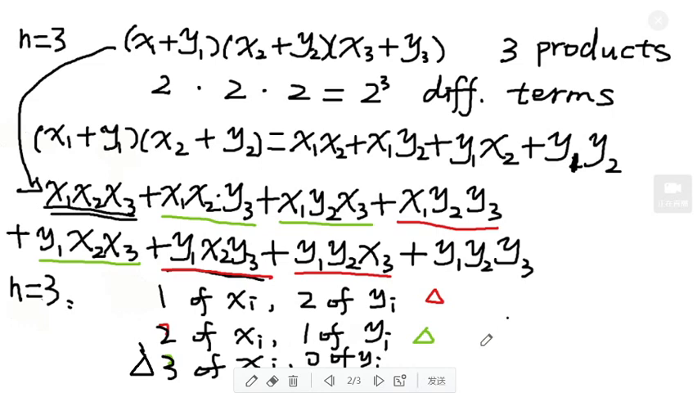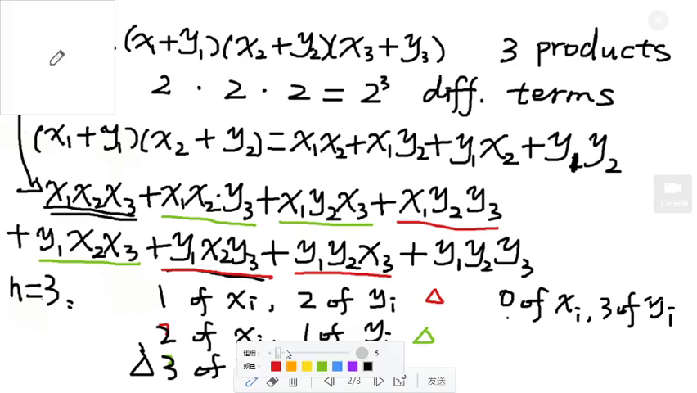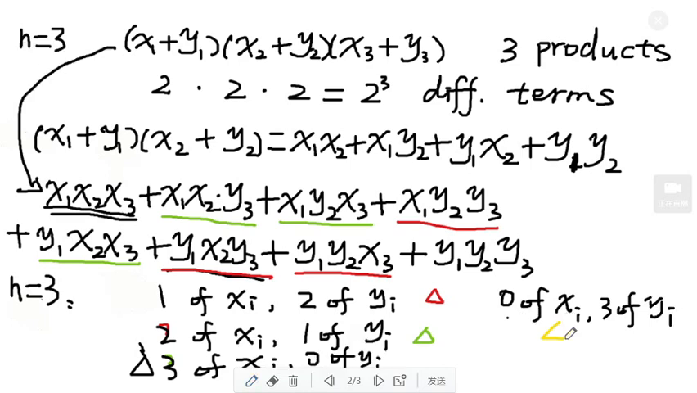And any other case? We can have 0 of xi. And if we have 0 of xi in the term, how many y should I have? I should have 3, right? So in this way, I marked in the yellow color, which is this term. So you will notice that in the 8 terms, you can do that.